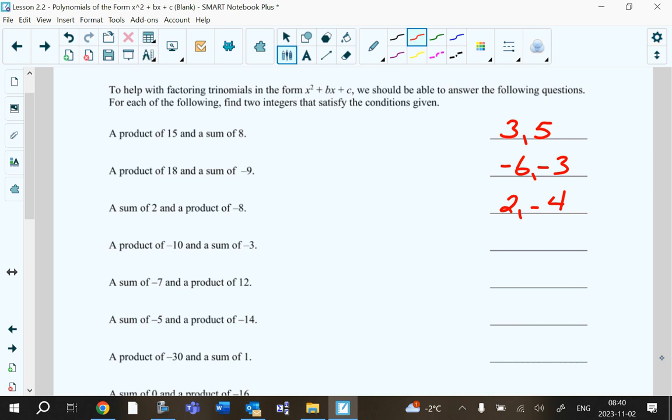Two numbers that multiply to get -10 but add to get -3. So don't think of numbers that add to these. Think of numbers that multiply first and then check to see if they add. So think of two numbers that multiply to get -10. So 2 and 5, but one of them has to be negative, right? So is it -5 and 2 or 5 and -2? -5 and 2.